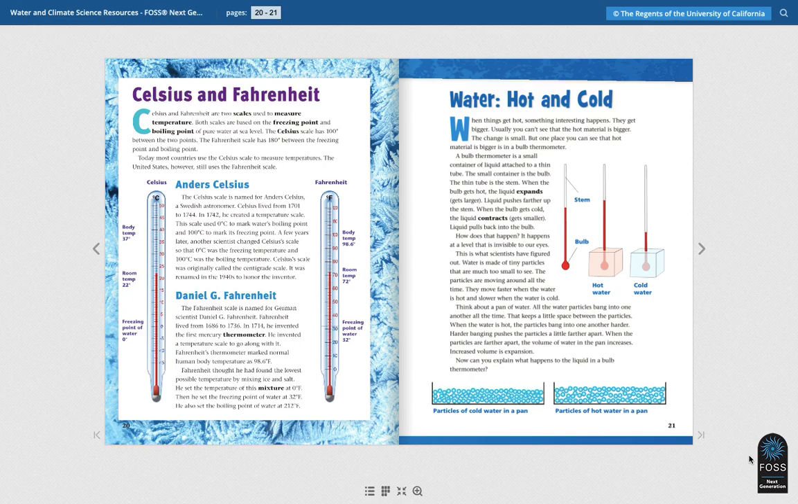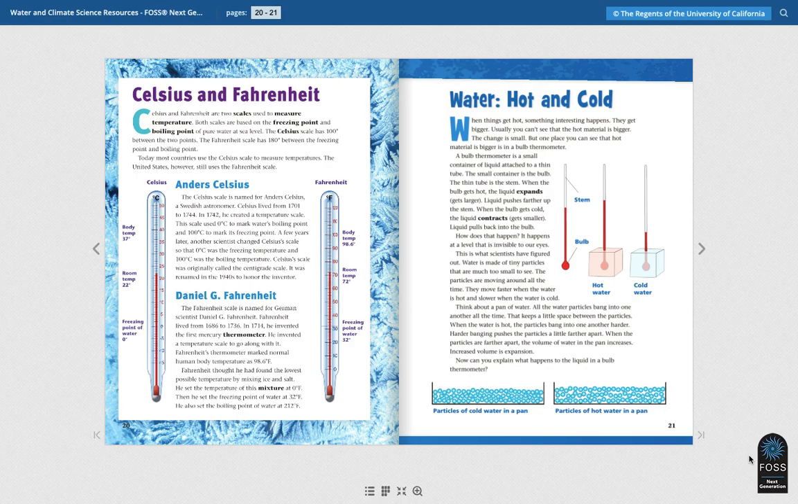Fahrenheit thought that he had found the lowest possible temperature by mixing ice and salt. He set the temperature of this mixture at 0 degrees Fahrenheit. Then he set the freezing point of water at 32 degrees Fahrenheit. He also set the boiling point of water at 212 degrees Fahrenheit.